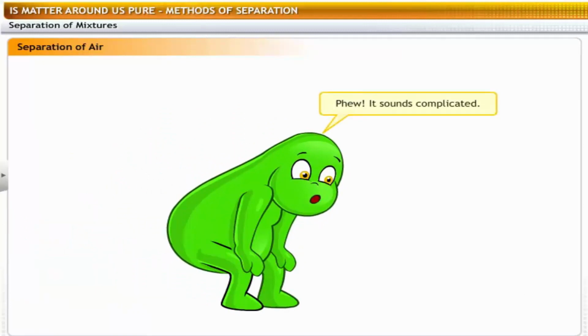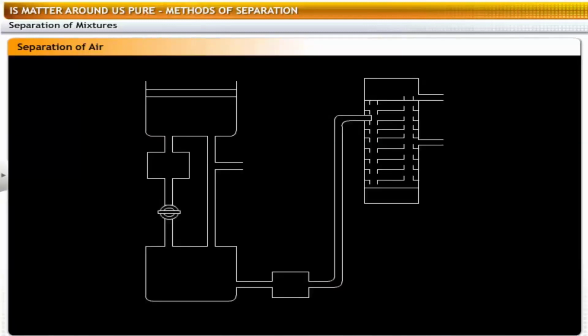Phew! That sounds complicated. Not really. Let's try to understand the process.